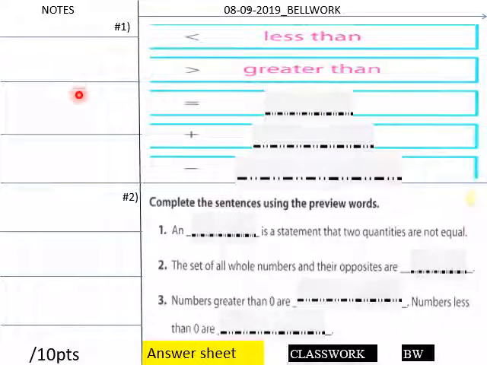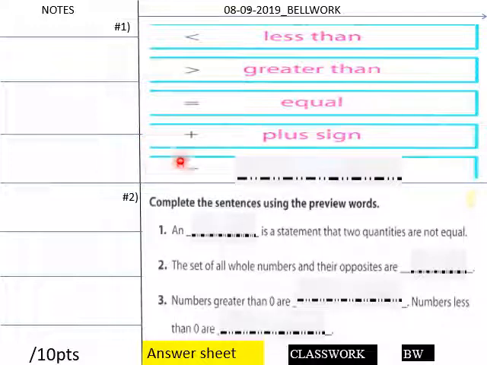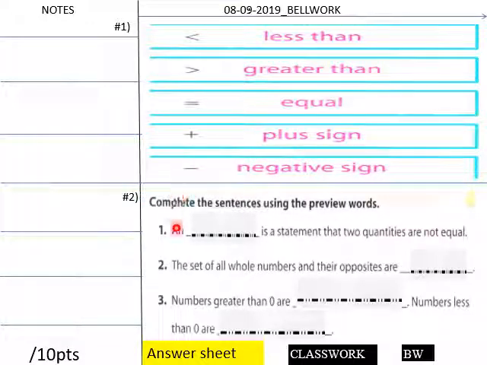Okay, starting on our solutions here. This is less than, greater than. Check your work, students. Or teachers, if you had your students hand across the aisle, go ahead and do it that way. Equal sign, plus sign, negative sign, and blank is a statement that two quantities are not equal. An inequality is what you should have put, students. The set of all whole numbers and their opposites are integers. That's a very important term for this lesson, integers.